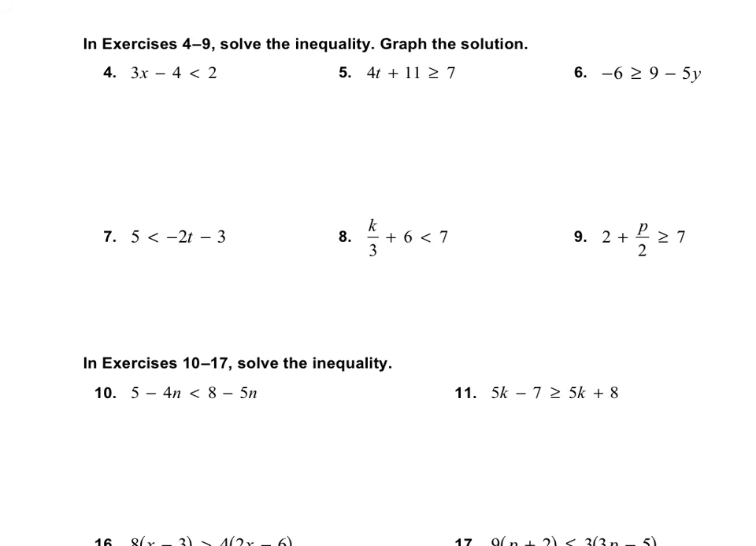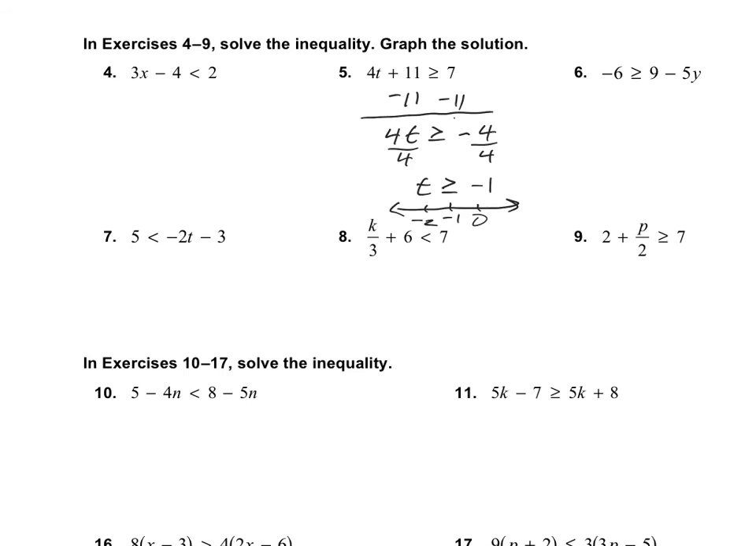So number 5, 4t plus 11. We need to subtract 11 first, which is fine, doesn't change the sign. We get 4t greater than or equal to -4. Dividing both sides by a +4 does not change the direction of the sign. t is greater than or equal to -1. And then they want you to quickly graph the solution. Try not to take up too much space, because I didn't leave much space for you guys.